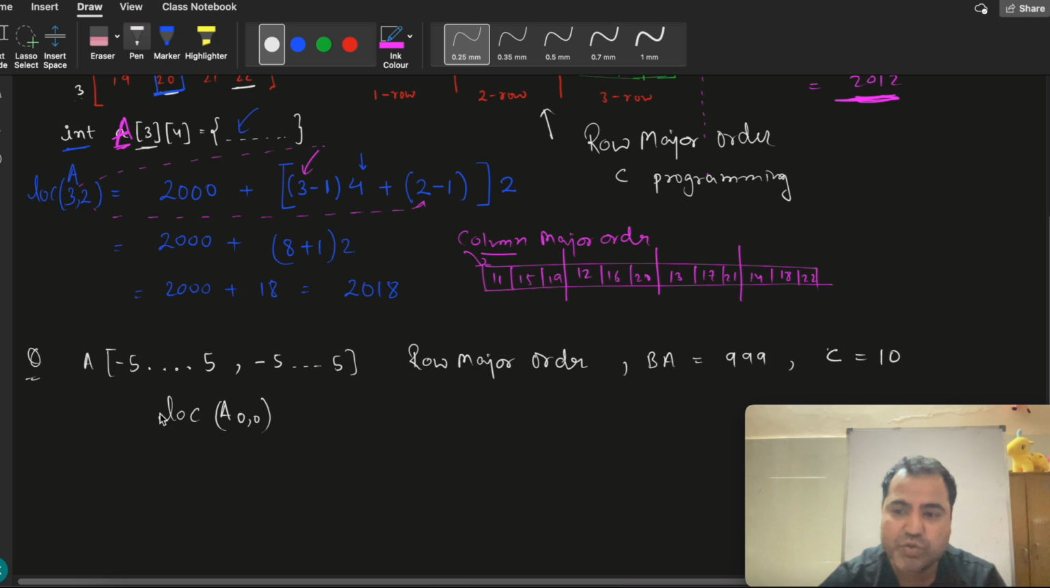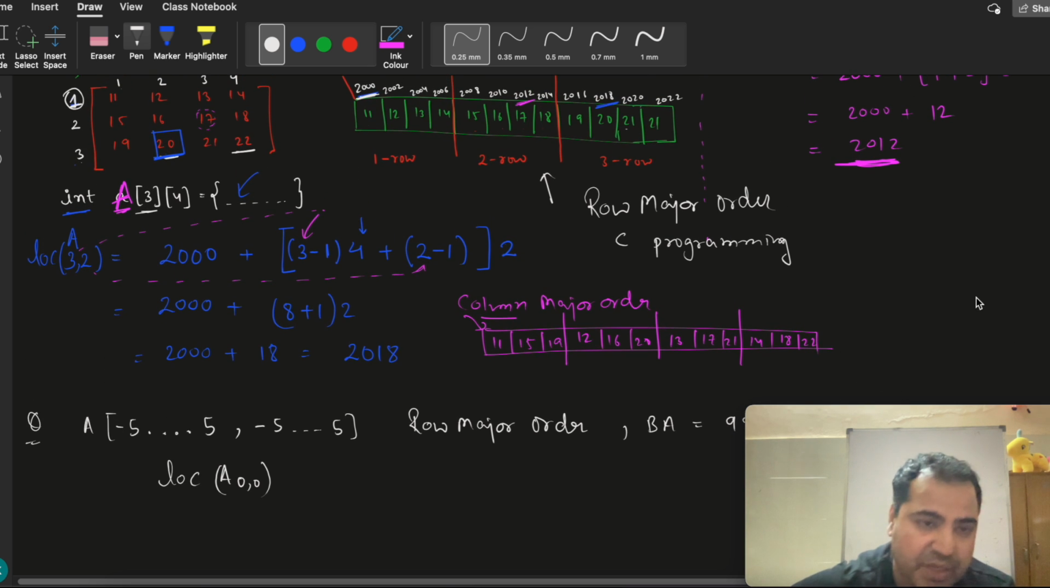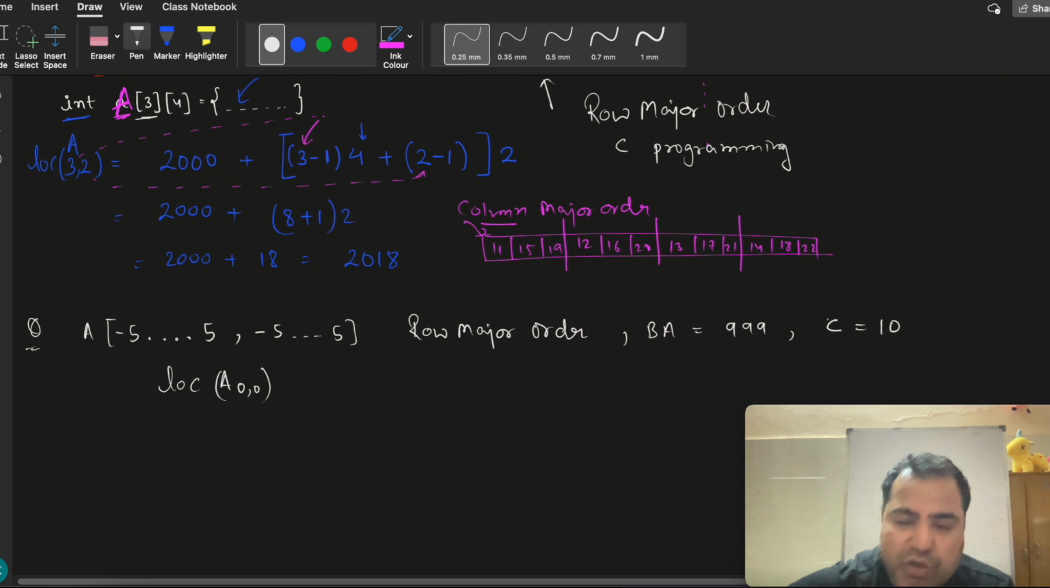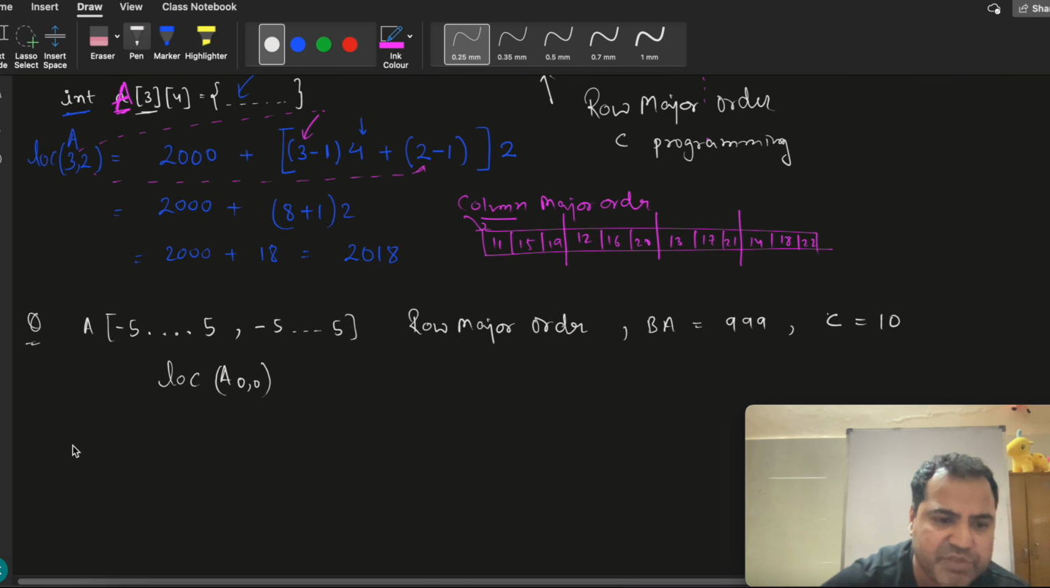This type of question usually comes in different exams also. So how we will calculate it? See, A00 will not be its first element. Why? Because our column number is starting from here, right, minus 5 to 5, right. So how we will calculate it? It's very simple.